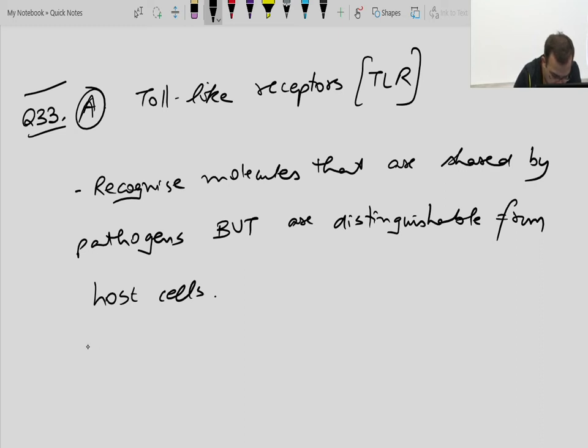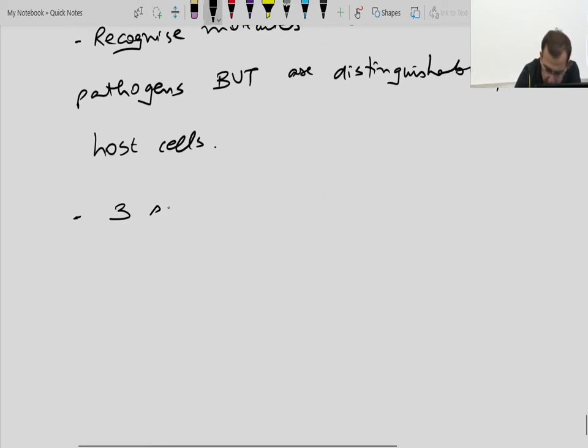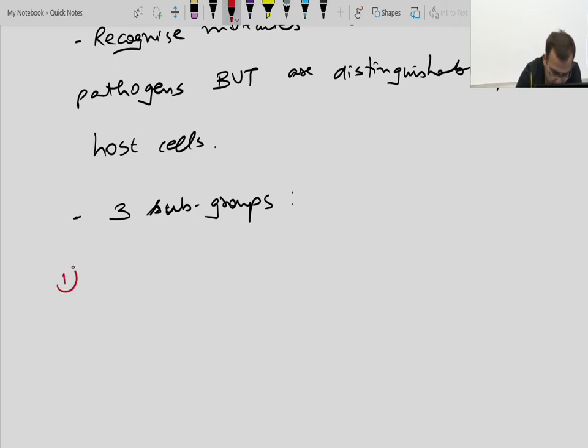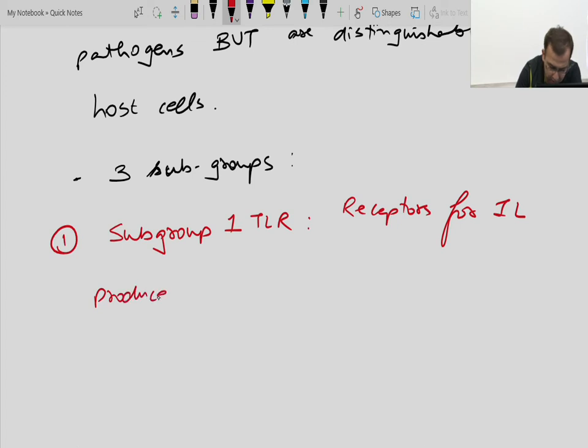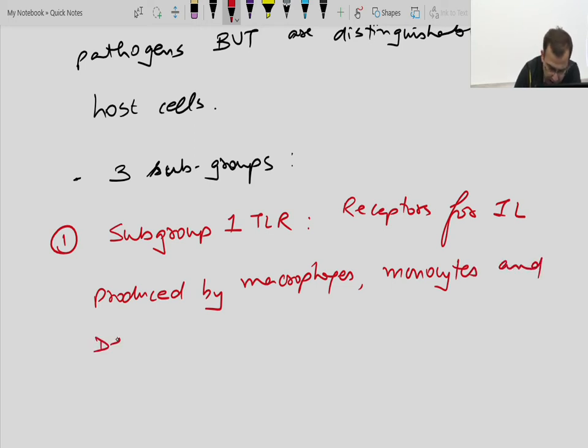Next point, three subgroups are present. Subgroup 1 toll-like receptors are receptors for interleukins produced by macrophages, monocytes, and dendritic cells. So subgroup 1 are the receptors for interleukins.